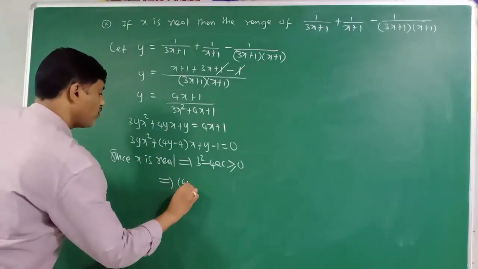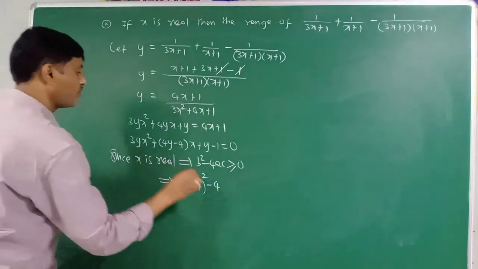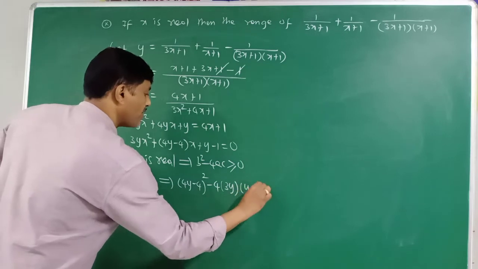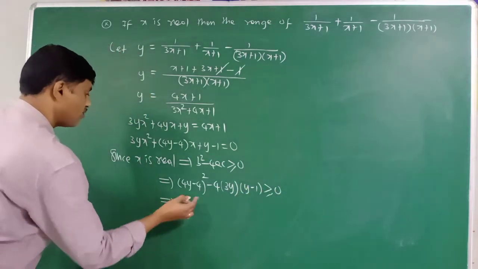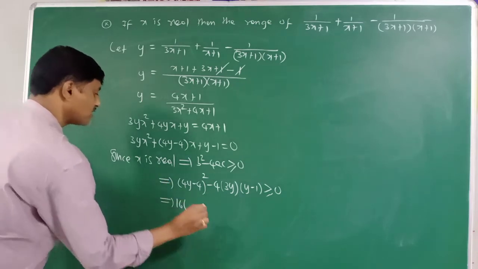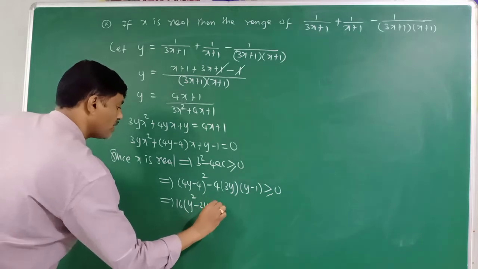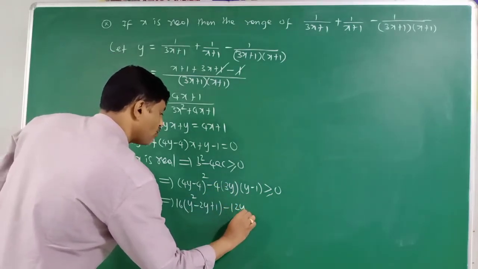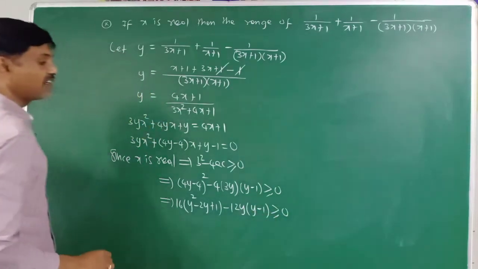That is 4y minus 4 whole square minus 4 times of a is 3y into c is y minus 1, greater than or equal to 0. As 4 comes outside, it becomes 16 times y square minus 2y plus 1, minus 4 threes are 12, y times y minus 1, greater than or equal to 0.